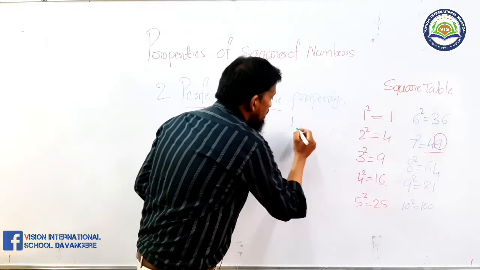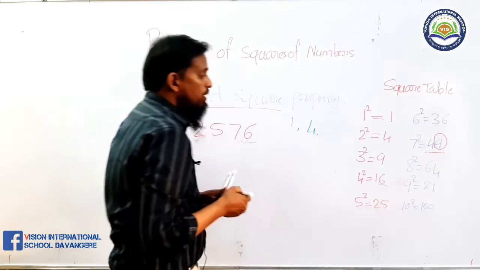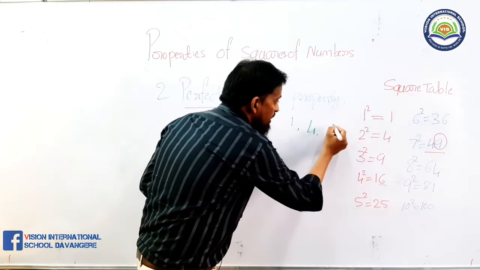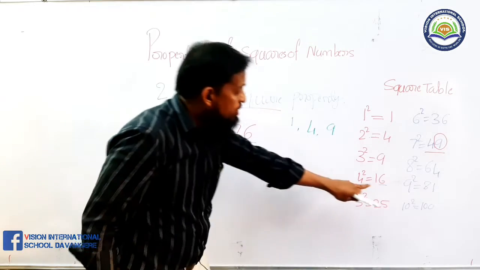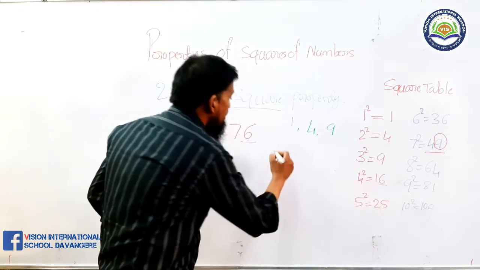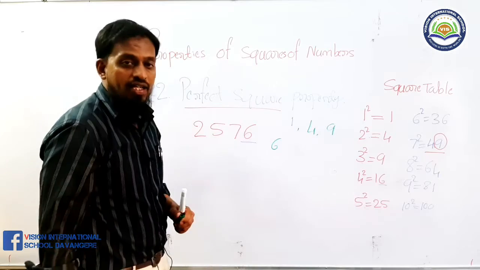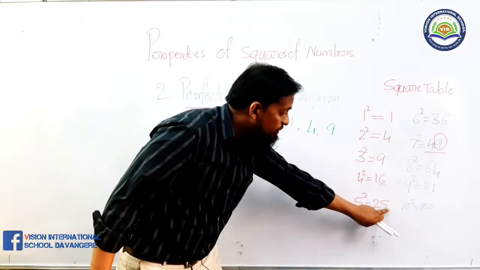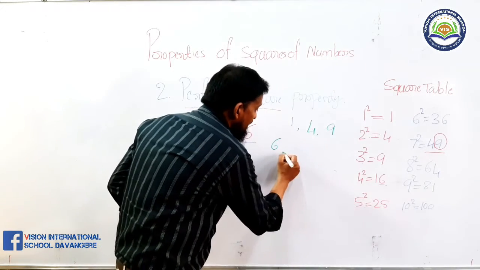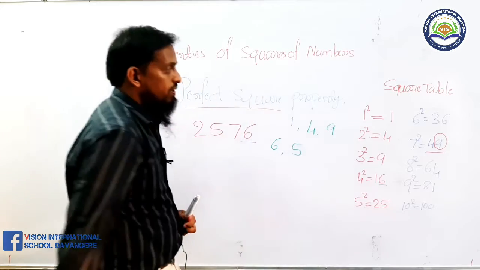What is the number here? It is 4. What is the number here? It is 9. What is the unit digit of this number? It is 6. Very nice. What is the unit digit of this number? 25. It is 5. Correct?